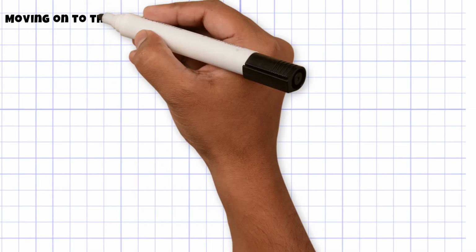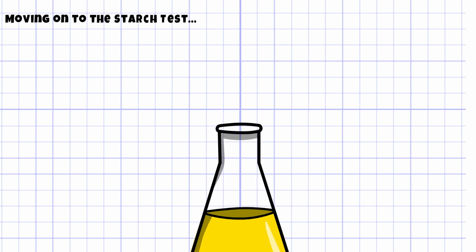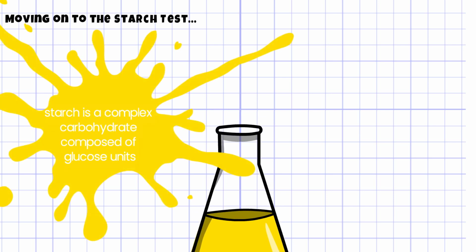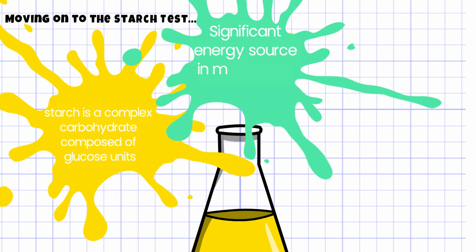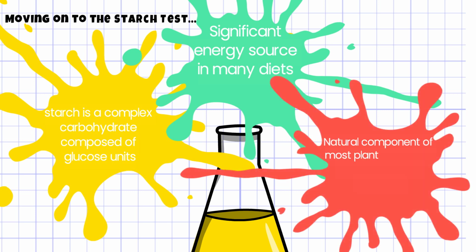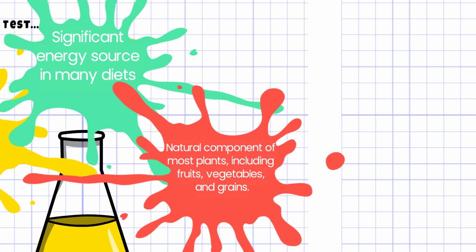Moving on to the starch test. Starch is a complex carbohydrate composed of glucose units and is a significant energy source in many diets. The starch test allows us to identify the presence of starch in a given substance.